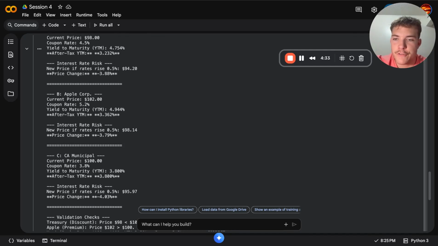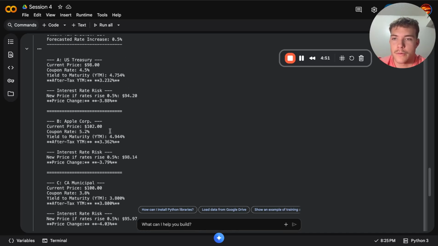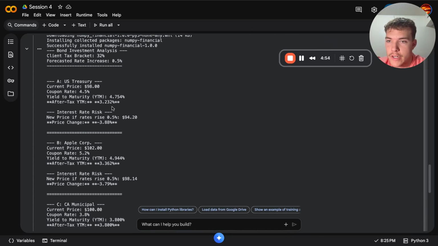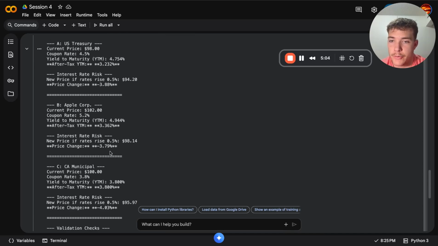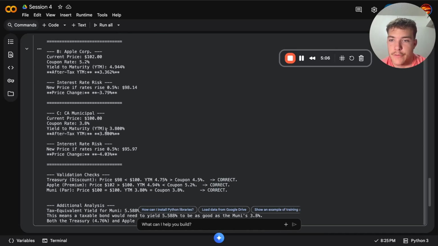So this is our first major insight. Because it's tax exempt, the municipal bond provides the highest actual income to our client by a significant margin. But now let's look at the interest rate risk from the price change column. The Treasury will be losing 3.88 here it shows. For Apple, it's changing 3.79. And for California Municipal it's 4.03.